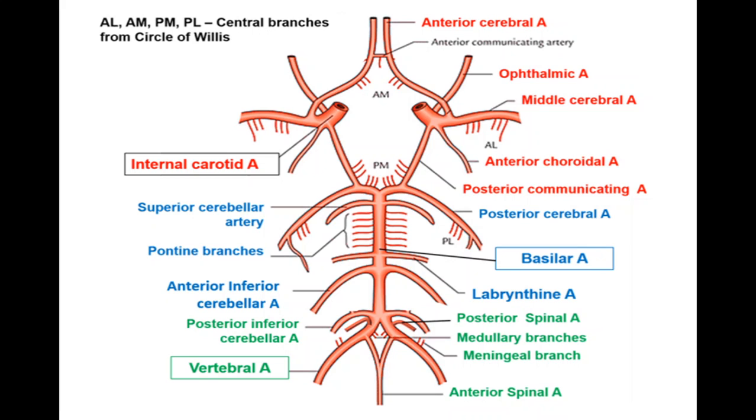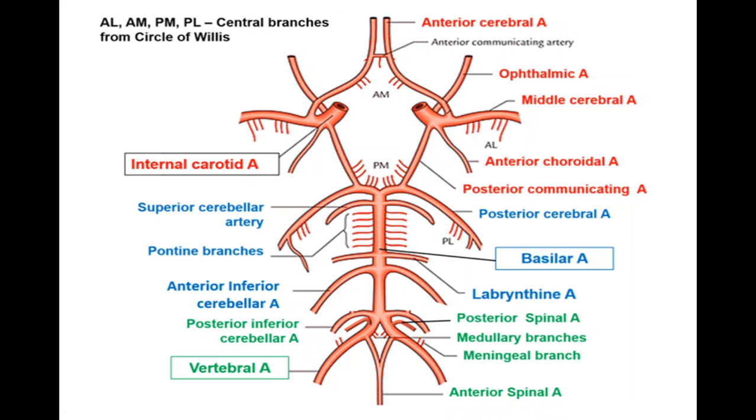So this is the picture explaining the formation of the circle of Willis and the branches from these two systems of vessels. From the vertebrobasilar system you have posterior spinal, anterior spinal, posterior inferior cerebellar, then anterior inferior cerebellar, labyrinthine artery, small pontine branches. All these vessels are concerned with the brainstem and the cerebellum as well as the spinal cord.